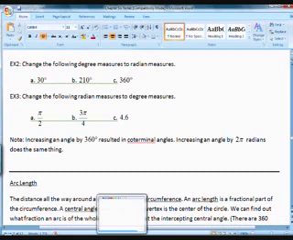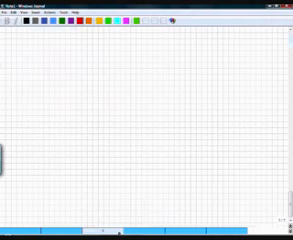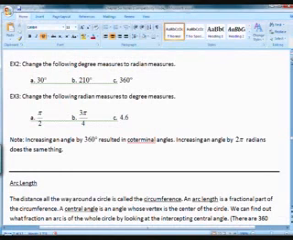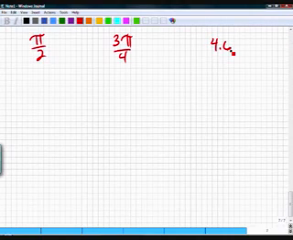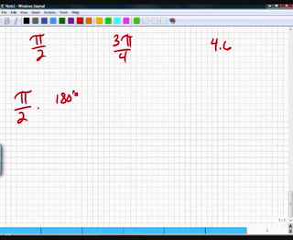The next part says change from radians to degrees. Pi over 2, 3 pi over 4, and 4.6. Pi over 2, here's the hard way of doing it. That's pi over 2 radians times, let's see, what did I tell you to multiply by to change it to degrees? 180 over pi. Pi's cancel. 180 over 2, which will cross cancel also, but it's going to give you what? 90 degrees. That's the hard way of doing it.